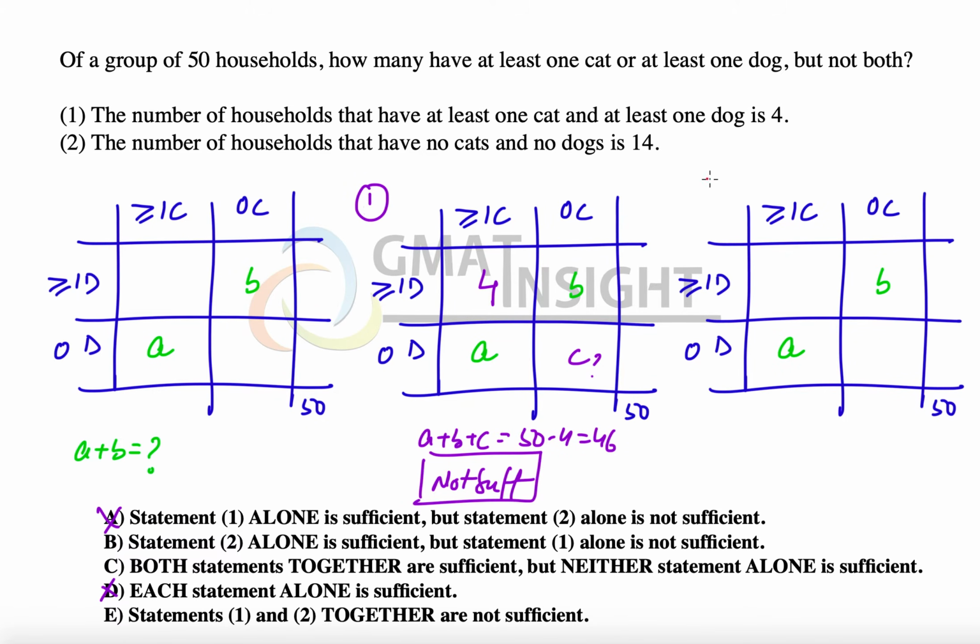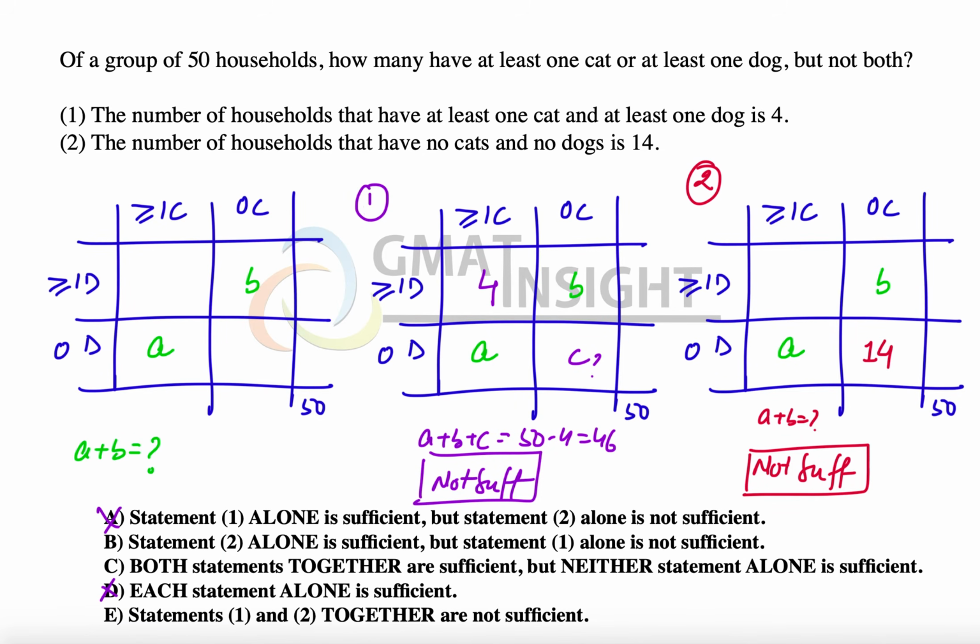Now, the second statement on the other hand gives us that the number of households that have no cats and no dogs is 14. No cats and no dogs, that means it's right here, 14. But still we do not know what is the value of A plus B and therefore we say that the second statement alone as well is not sufficient.